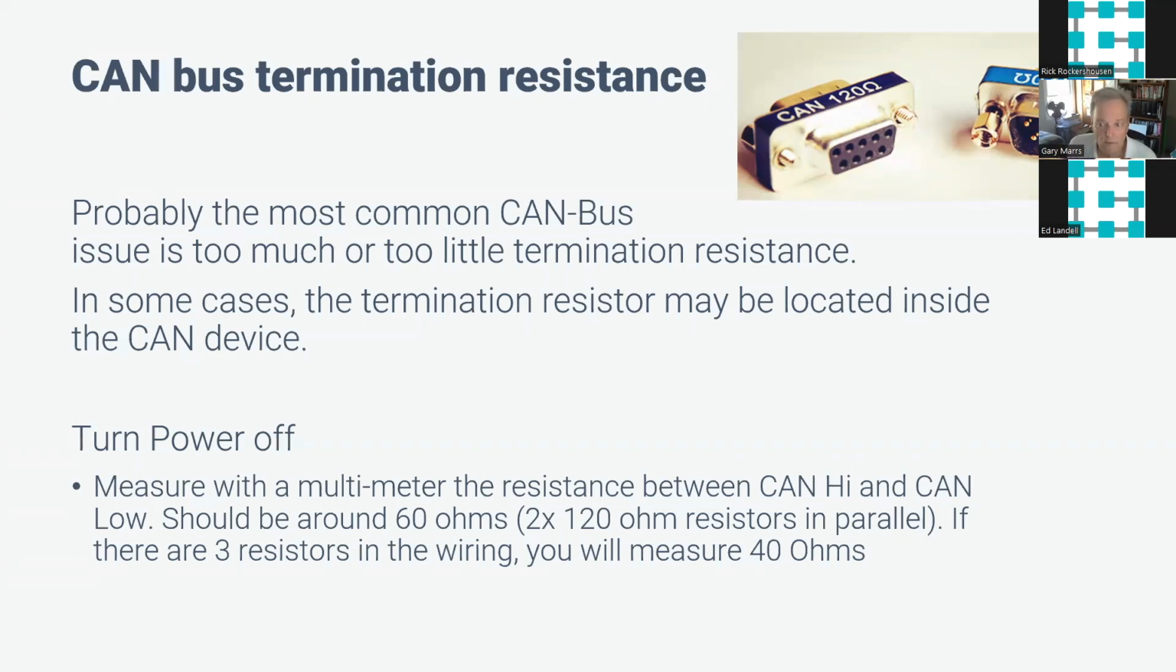To test it, you can use a multimeter, and for that, you need to make sure that the power supply is completely turned off, and then you can measure between CAN high and CAN low. That measurement should be around 60 ohms between those two wires. Like I said, some devices have internal termination resistance, but I would say the most common way I see this is that the termination resistors are somehow integrated into the wiring harness itself. But if there are 3 resistors, you're going to measure 40 ohms. If there are 4, you're going to measure 30 ohms.